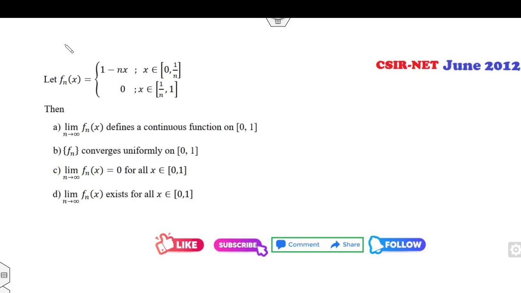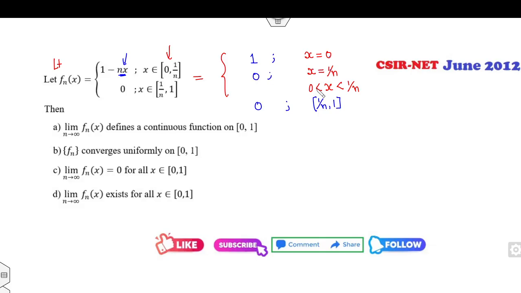Look at the second question. Again, your target is to compute the limit as n approaches infinity. I have the three cases again: if x is 0, if x is 1 over n, and if x lies between 0 and 1 over n. For the last case, when x lies between 0 and 1, the answer is 0. If x is equal to 0, clearly the limit is 1. If x is equal to 1 over n, then the limit will be 0. If x lies between 0 and 1 over n, the answer is again 0.